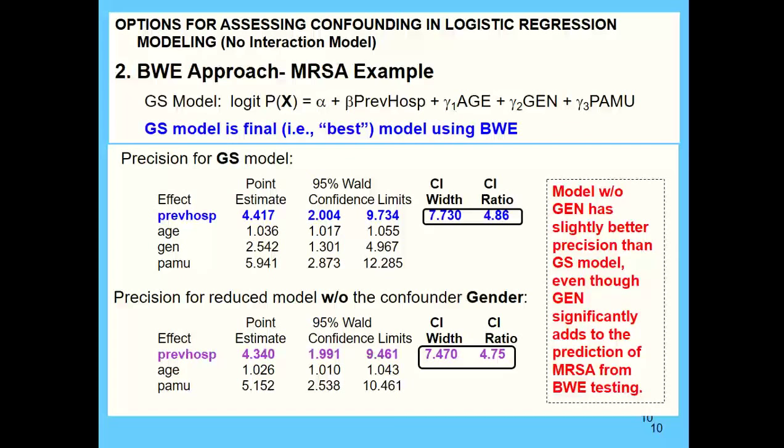Now, there's another approach. It's called the change in estimate approach, the change in estimate backward elimination approach, a different approach. I want to talk about that. It's one a lot of people like better, even though it's not as good as the all possible subsets approach.